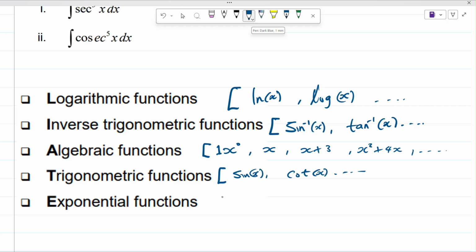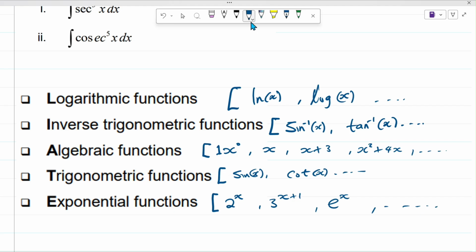I'm doing this just to make sure that everyone is on the right track when I'm doing things. I don't want you to be surprised that this is a trigonometric function. I want us to be on the right track. All right, and then exponential functions, these are your 2 to the power x, 3 to the power x plus 1 maybe, and then e to the power x, and so on. So those are your exponential functions.